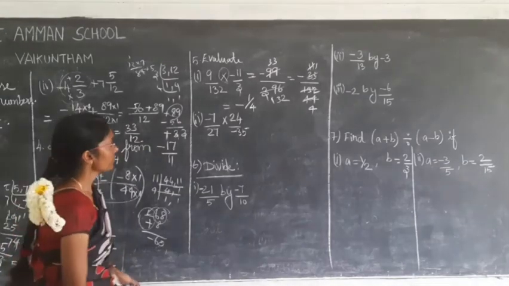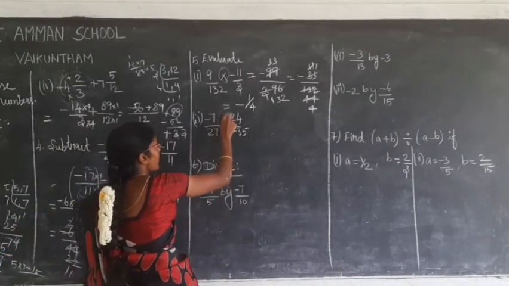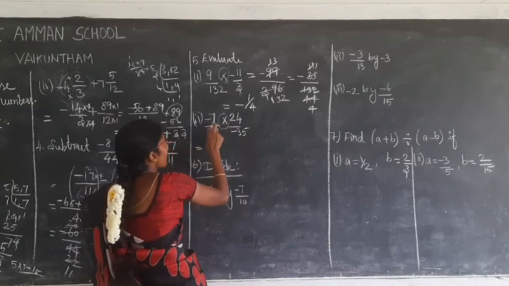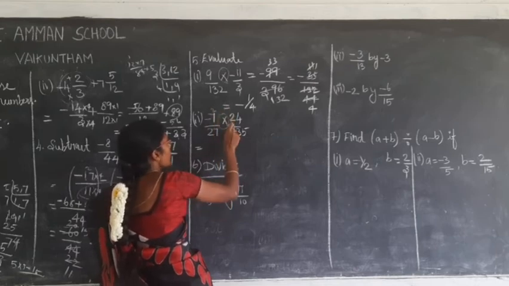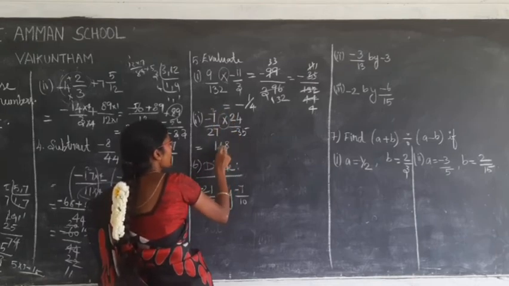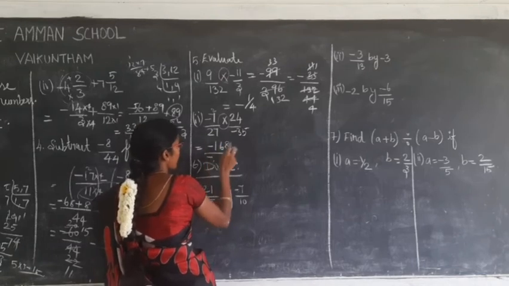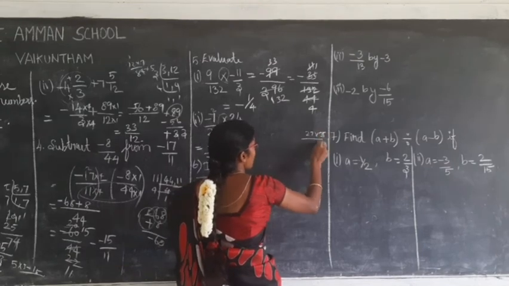Okay. So the next problem, there is a multiplication symbol. So you can multiply here 7 into 24. 7 4s are 28, 2. 7 2s are 14, 15, 16. So plus into minus, minus. Here also plus into minus, minus. So 27 into 35. 7 5s are 35.